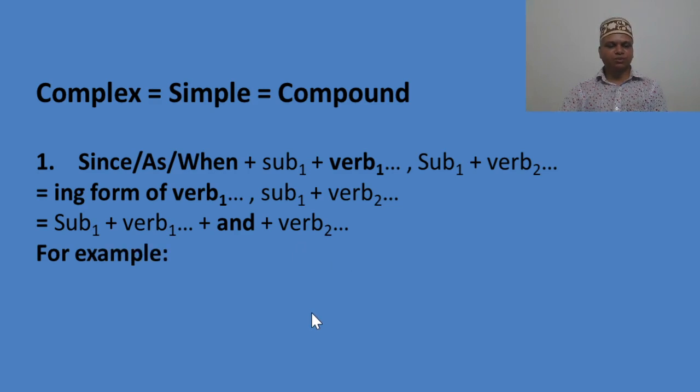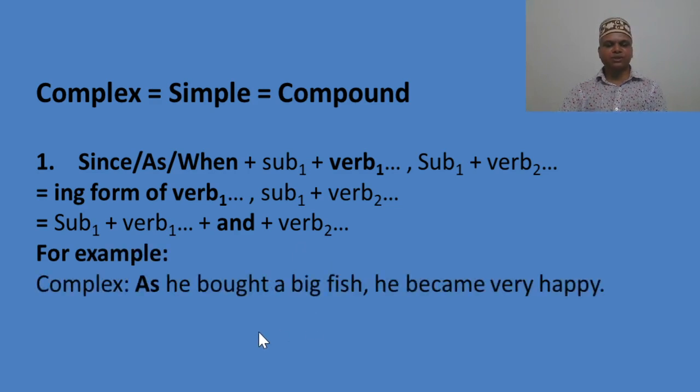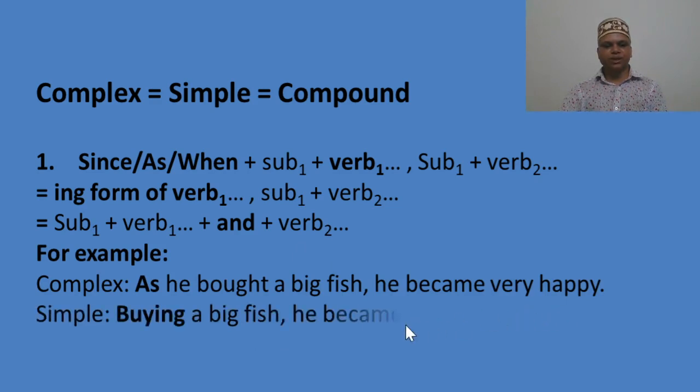So look at the example. Complex sentence: As he bought a big fish, he became very happy. If you want to make it a simple sentence, we just use the ing form of the dependent clause. Here bought is the verb of the dependent clause. So we have to use the ing form of bought, that is buying.